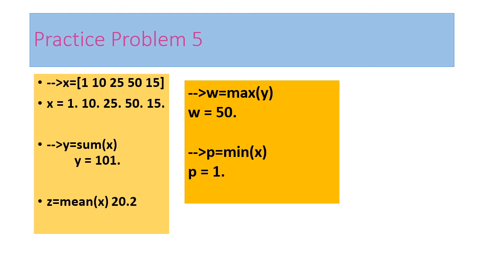So the practice problem you can try. I'm defining x equal to 1, 10, 25, 50 and 15. These are the vector values. When you press enter, the values will be stored in the vector x. If you want to calculate the sum of x, I'm defining y as an output variable, y equal to sum of x. So I will get the output of the addition of all the vector values. To find the mean, you can give mean of x. To identify the maximum value, we could give max of x, and to find the minimum value, you could give min of x.